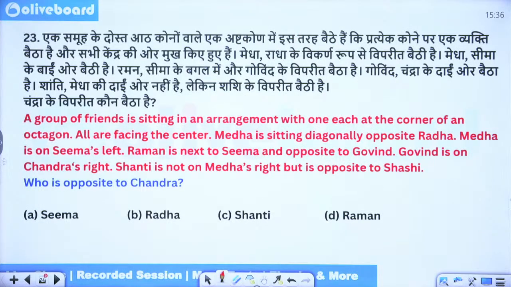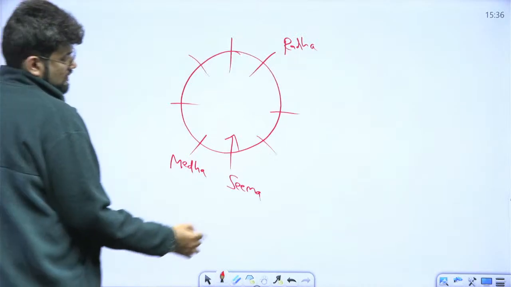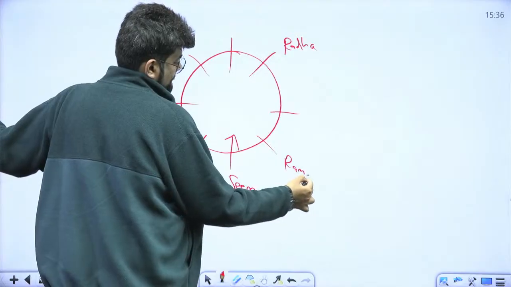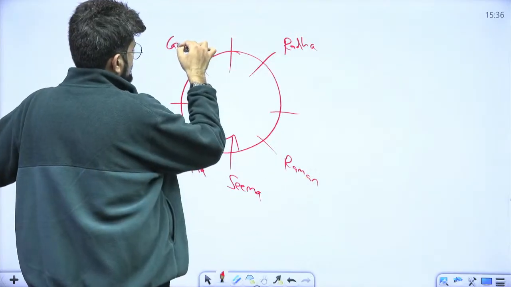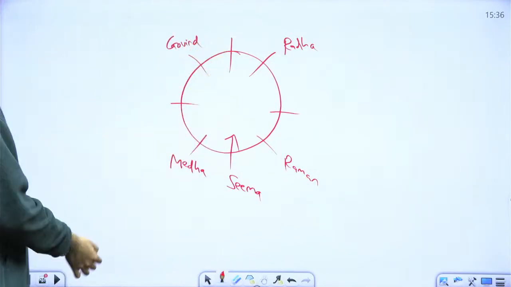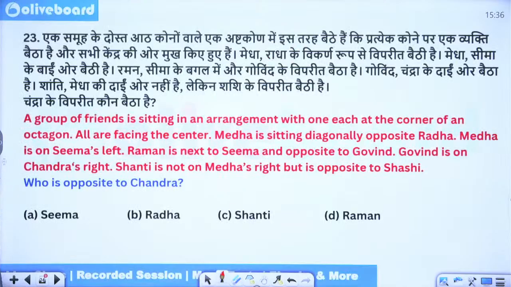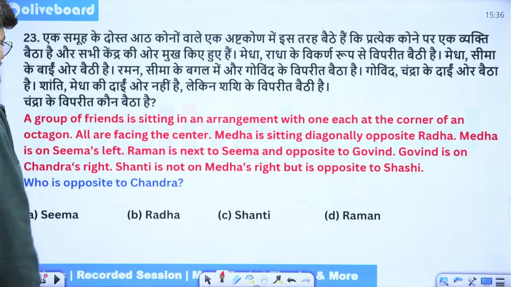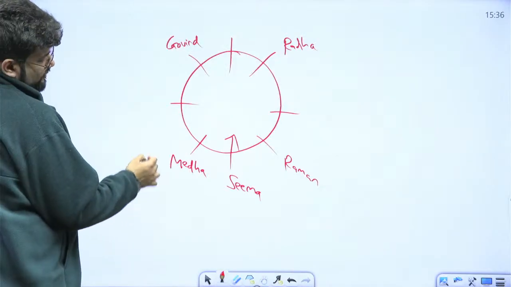Raman is next to Seema and opposite to Govind. This has to be Raman. This has to be Govind. I am writing full names so that you don't get confused, but you don't have to do that. Use initials as much as possible. Govind is on Chandra's right.